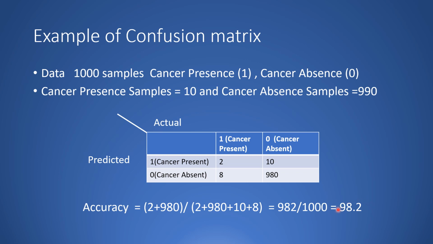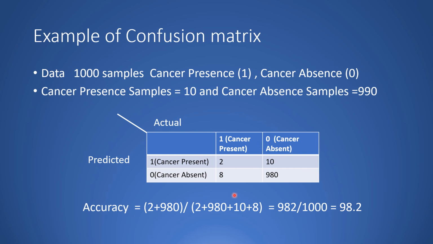Now if you do the accuracy computation over here, you see that the accuracy comes close to 98.2%. Now this is very good accuracy. But what is the flaw over here? This is an imbalanced data set. The number of positive classes is very small. You can even invert it and say that the positive class is cancer absence and cancer presence is the minority class, the negative class. Even then it's an imbalanced data set.